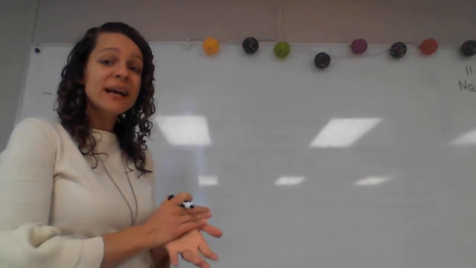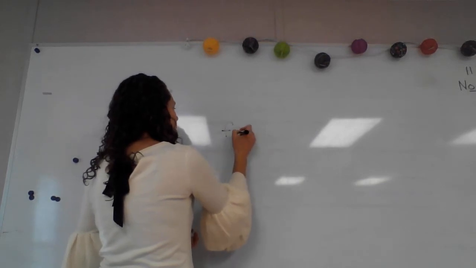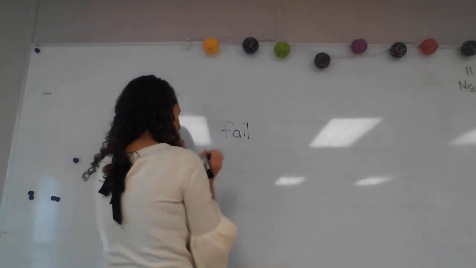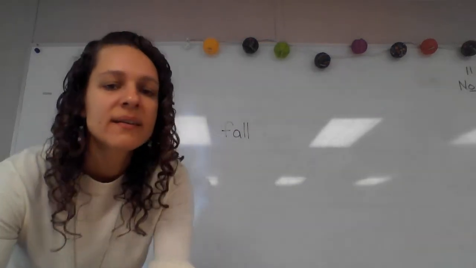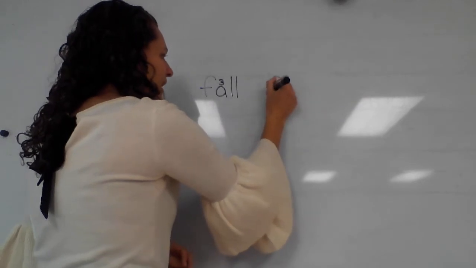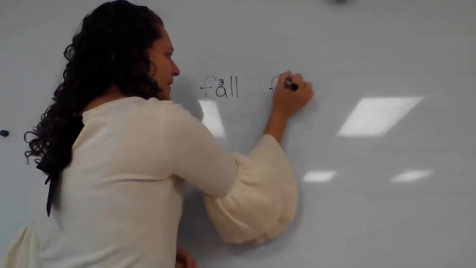All right, class, what did you write to spell fall? Good. And what do we need to mark? Good, our ah. How do we mark that? Excellent. All right, so we'll write that again in the other box. If you haven't yet, say the sounds, write it, and then mark it at the end.